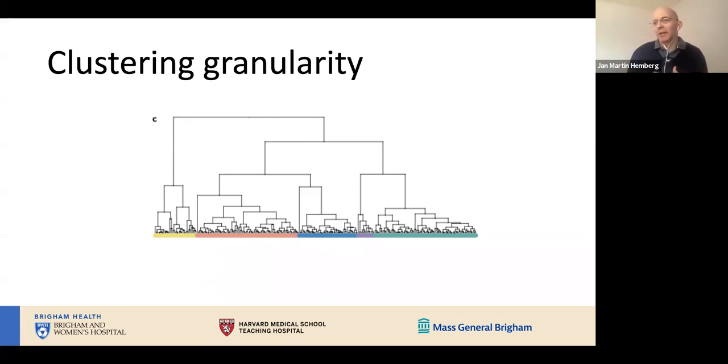My advice and recommendation is that for most applications, it makes a lot of sense to consider clustering at two different granularities, and then make sure that the results you get from one granularity are robust in the other one as well. That's often a useful way of working with this.